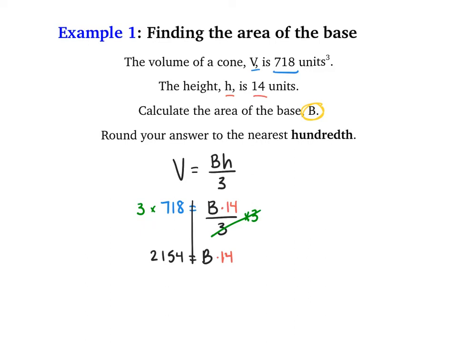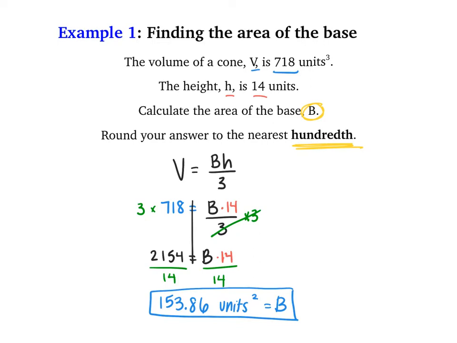In my very last step to get the area of the base, I'm just going to divide both sides by 14. It's not a nice answer, but the problem says round to the nearest hundredth. So my final answer from 2,154 divided by 14 gets me 153.86 if I round. And since it's area of the base, my units would be square.